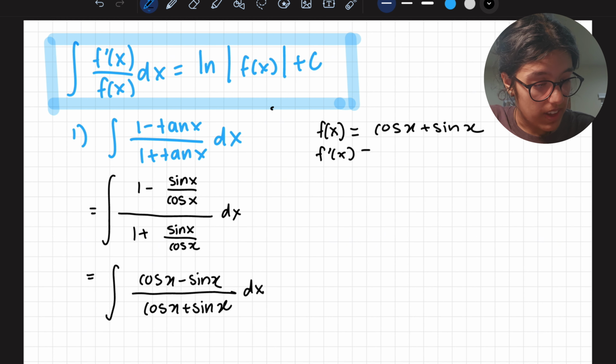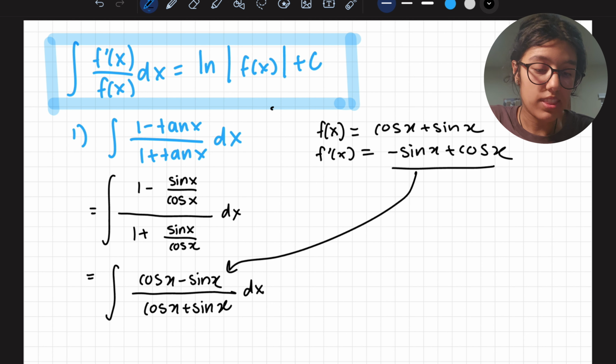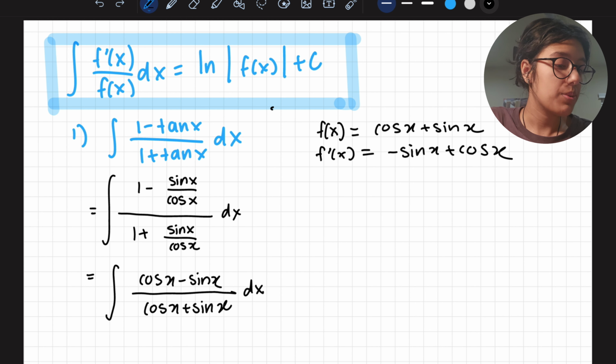And f prime of x is equal to minus sine x plus cos x. And this indeed matches exactly with our numerator, meaning that we can apply this formula. So you see, we have to tweak the original problem a little bit in order to apply this formula. But let's actually solve this problem fully.